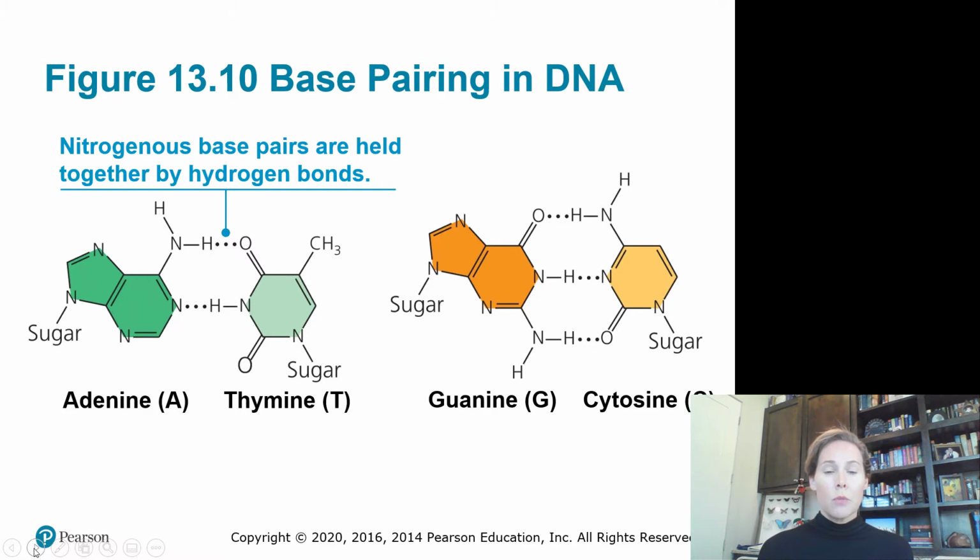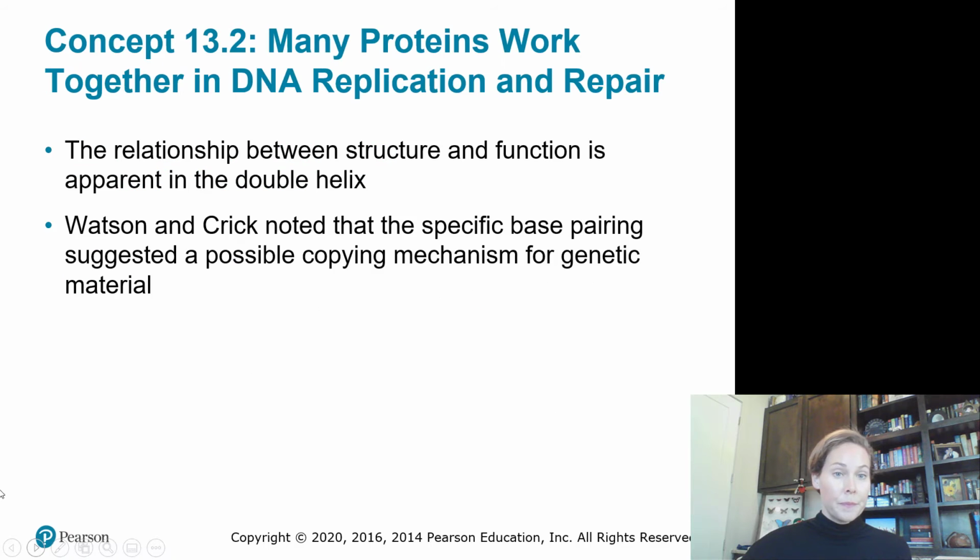So when we talked about chemical bonding in the past, we said that hydrogen bonds are relatively weak bonds. But because a DNA strand is so incredibly long and you have all of these hydrogen bonds, it becomes incredibly, incredibly strong. So remember, we talked about how it was not really decided whether it is proteins or DNA that makes up your genetic material.